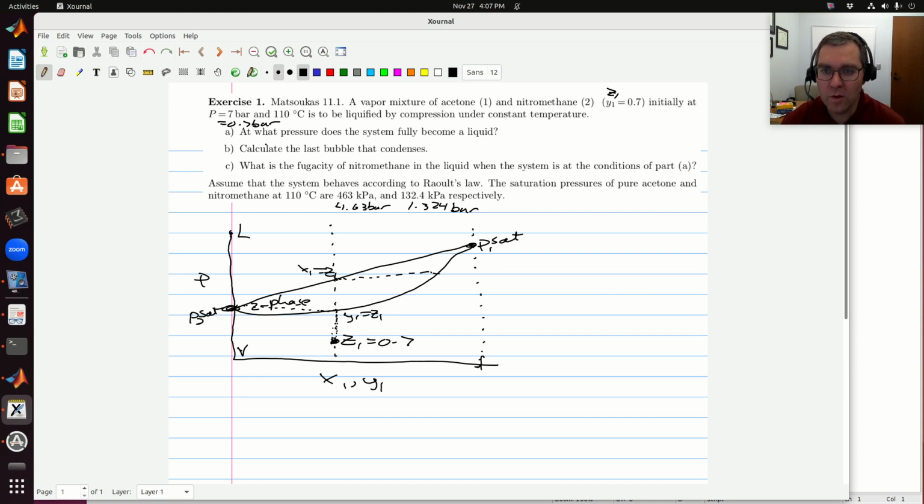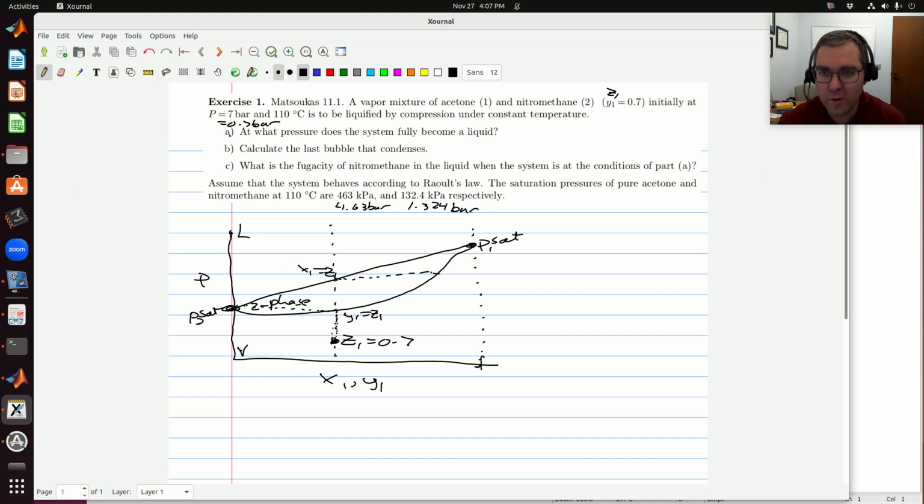So at what pressure does a system fully become liquid? Well, at my bubble point is where I transition from two-phase to liquid, and at all pressures greater than my bubble point pressure, I'm going to have a liquid. Okay, cool.